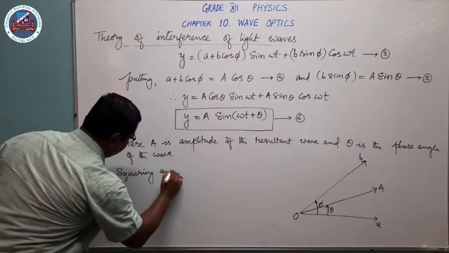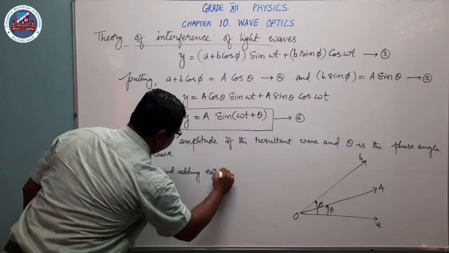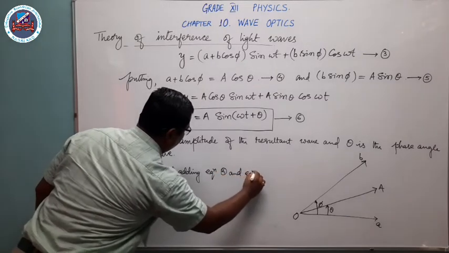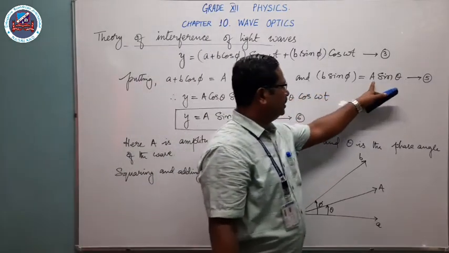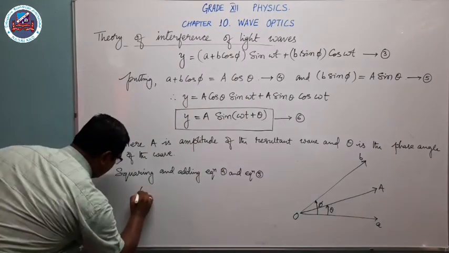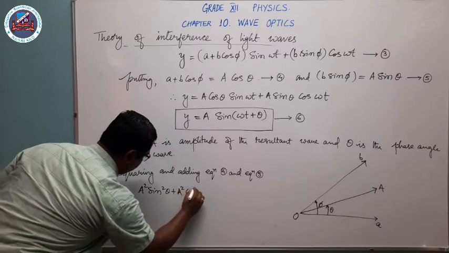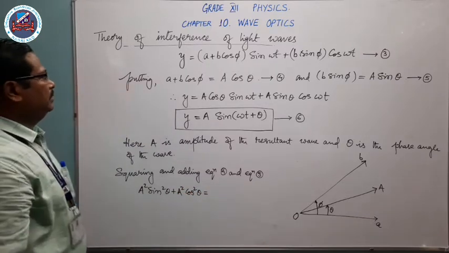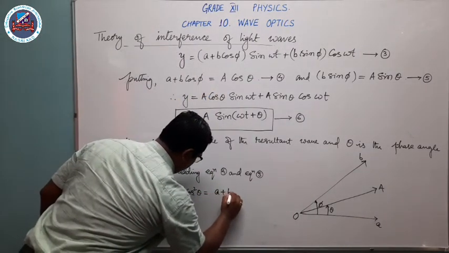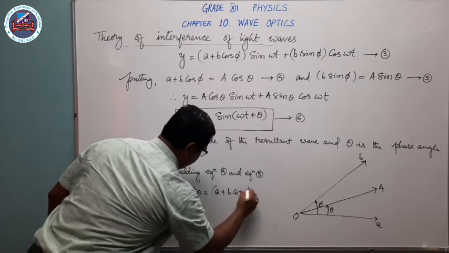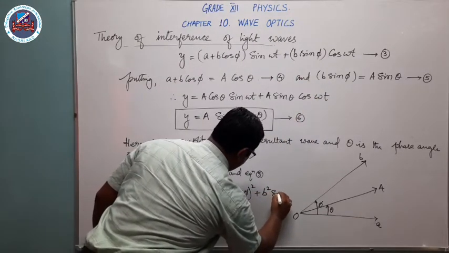Squaring and adding equation 4 and equation 5. If you square it, a square cos square theta plus a square sin square theta is equal to, here you will get (a plus b cos phi) the whole square, plus b sin phi, you can write directly b square sin square phi.